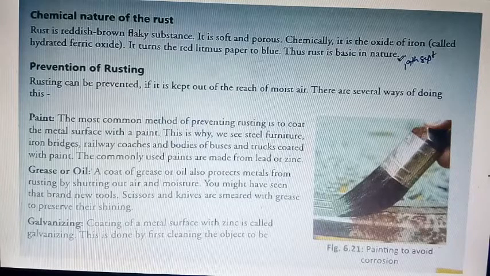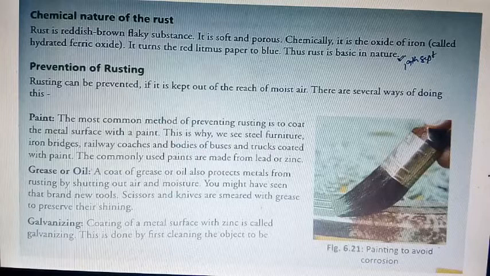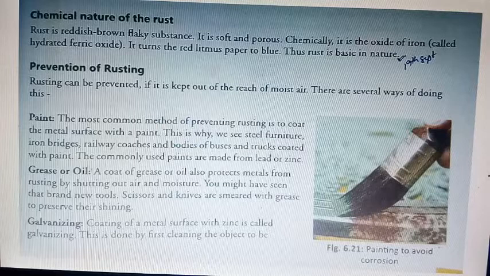So what is the chemical nature of rust? Rust is basic in nature. Now this is all about corrosion of iron. So what is corrosion of iron? Eating away of iron surface by oxygen and moisture is corrosion of iron.